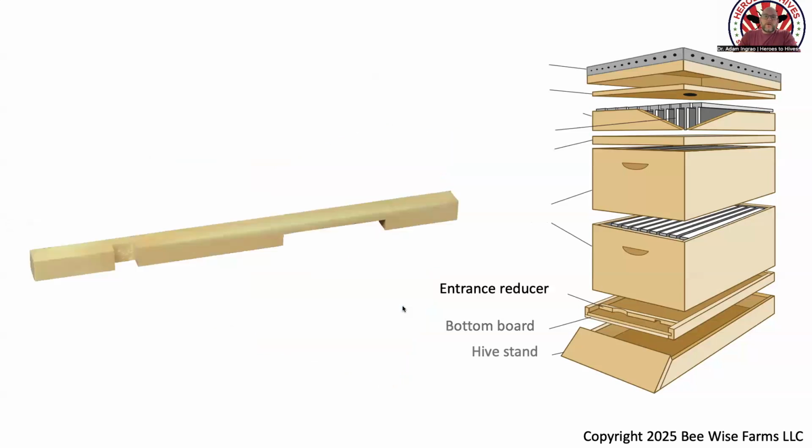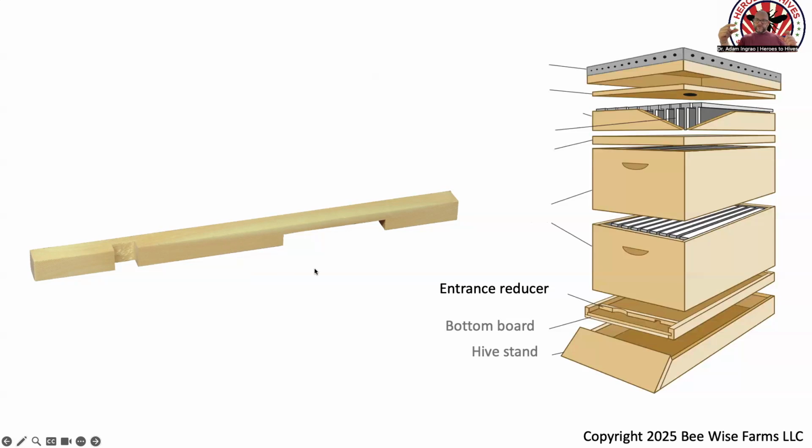Entrance reducer, this is just to reduce your entrance. So we have two different sizes on this. We have the small opening and the medium opening. Depending on the time of the year, you're going to move this entrance opening. So during the season, when bees are plentiful and food is plentiful, you're going to have the entrance wide open. As the season starts to wane and bees start to get defensive because of robbing behaviors, and they're trying to keep all of that honey secure at the end of the season, you're going to reduce this down to the medium entrance or even the smallest entrance.